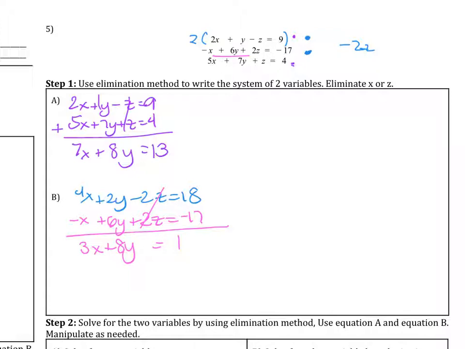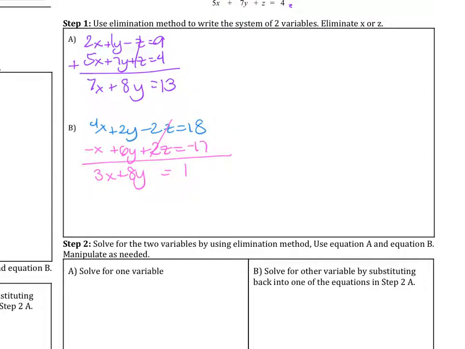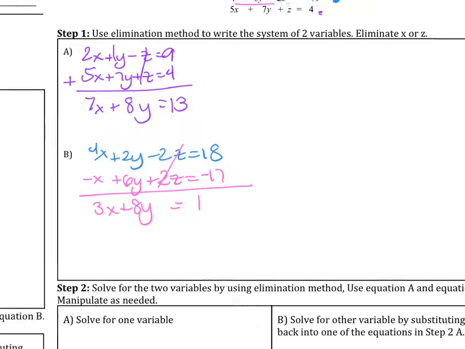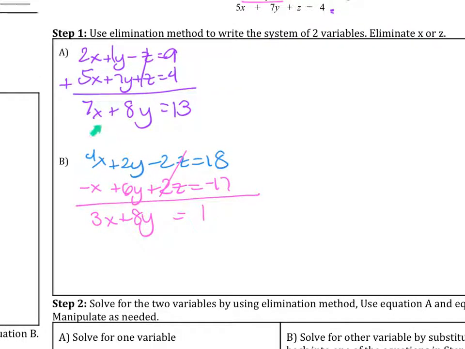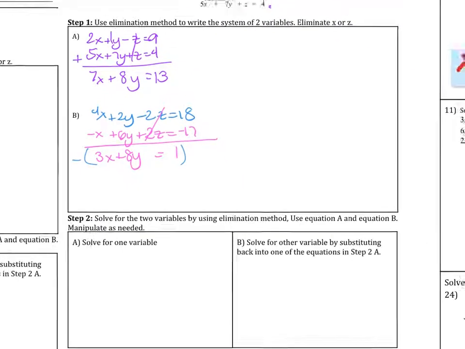So taking a look at the two equations I have here, my next step, after I get it down to two variables, is I have to solve for x and y. So in this case, it says down here, solve for two variables by using elimination method, use equation A and equation B, and manipulate as needed. So I have 7x plus 8y and 3x plus 8y. I notice that the y's are the same. So I just need to multiply one of them by a negative in order for this to work out. So I'm going to multiply a negative by equation 2 so I can eliminate my y's.